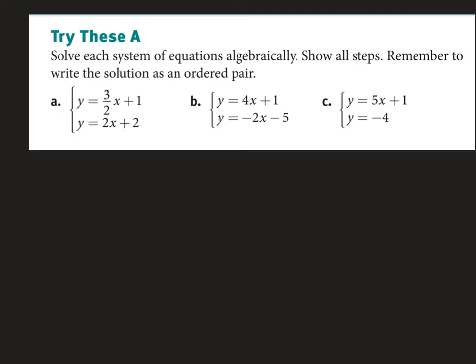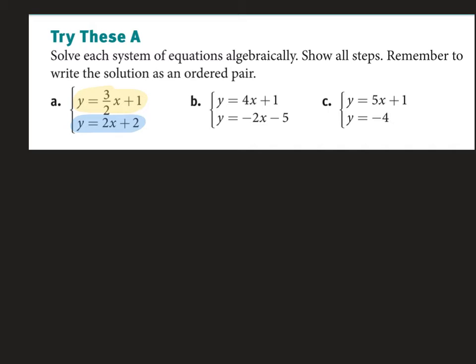All right, so here are a few examples for us to try on our own. Let's see if we can get these going. We want to solve each system algebraically, showing all steps, and we want to write the solution, of course, as an ordered pair, just like we did with the graphs. On the first one here, they're telling us that y equals 3/2 x plus 1, and also y equals 2x plus 2.